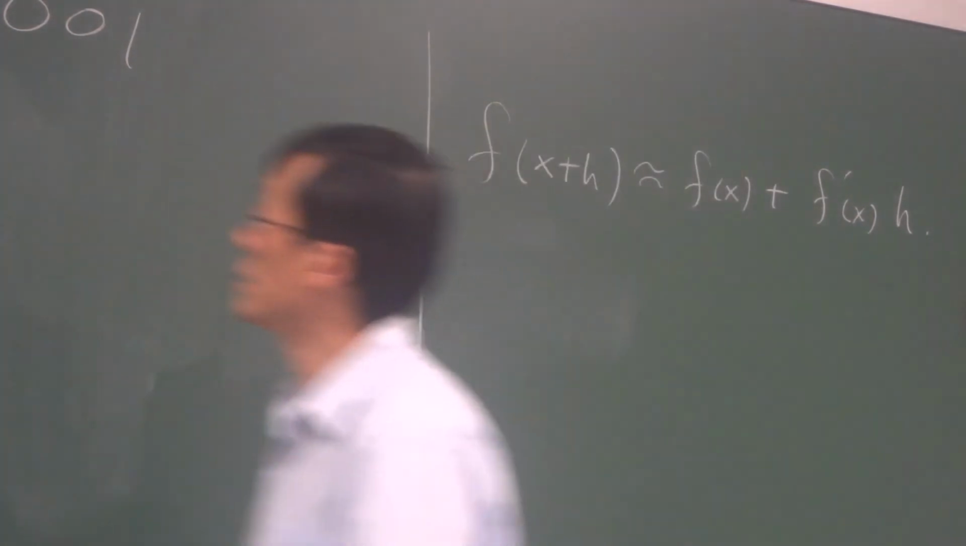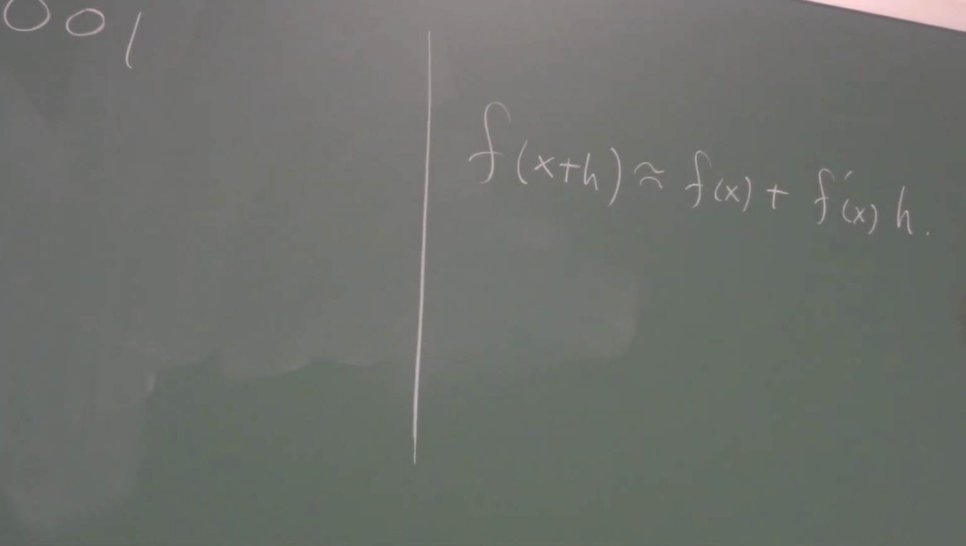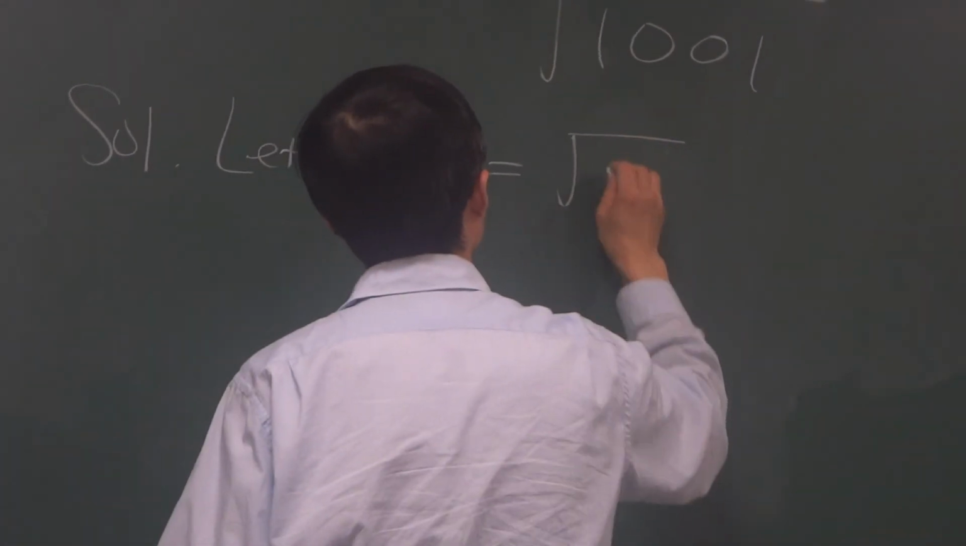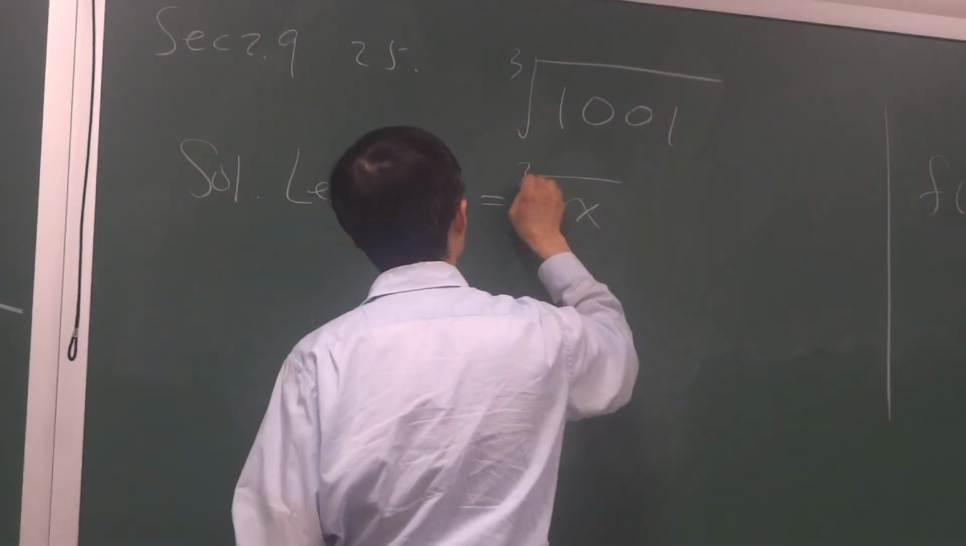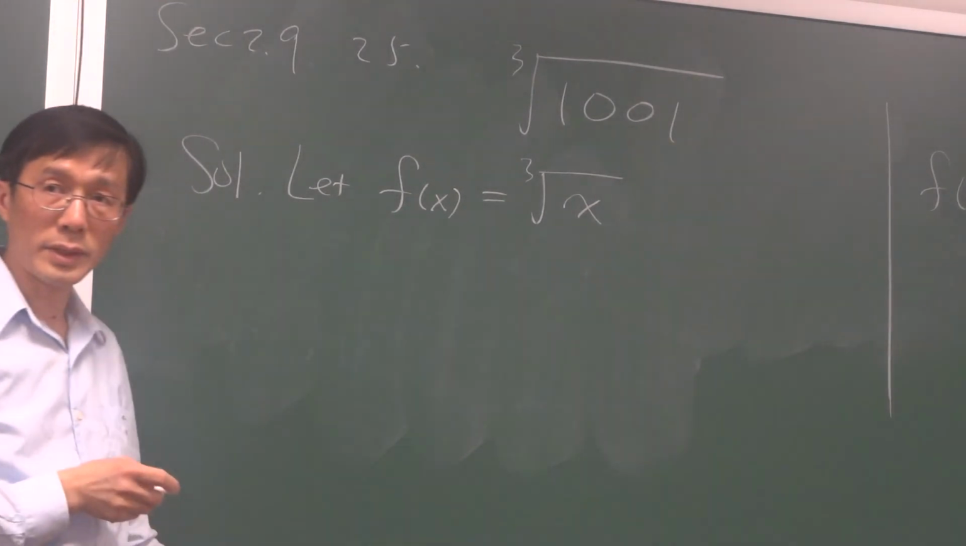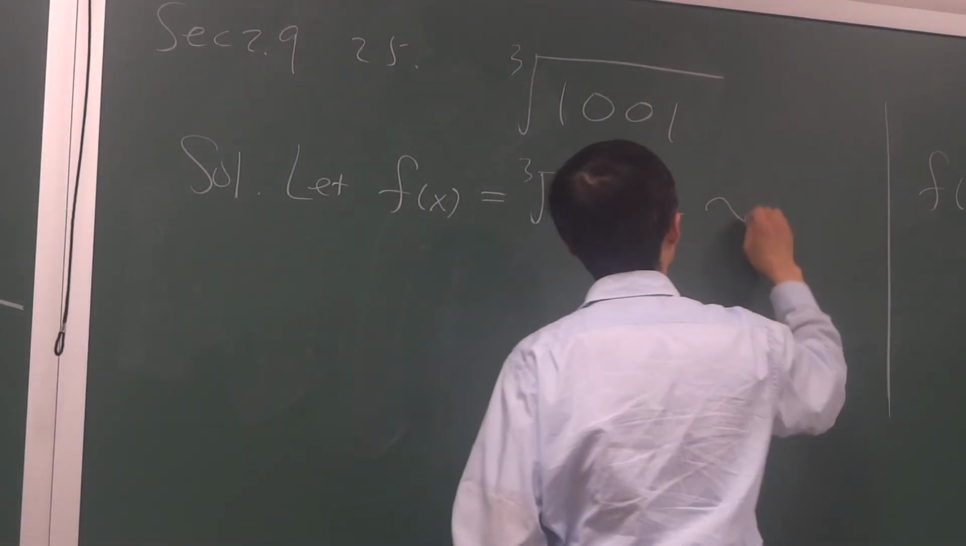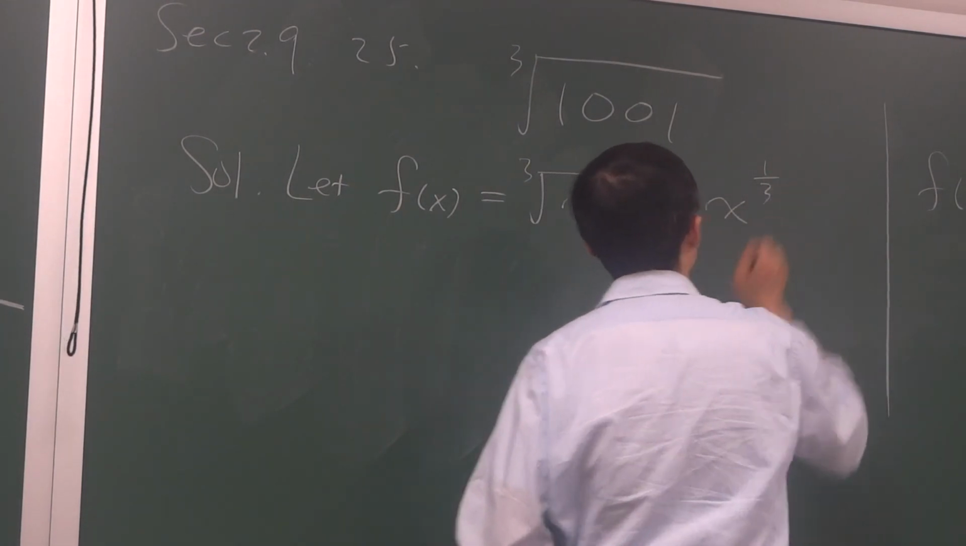So we define the function f(x). What is f(x) in this case? It should be obvious. It is the third root of x. And it's better to write this in the form x to the 1/3 power, so you can take the derivative.